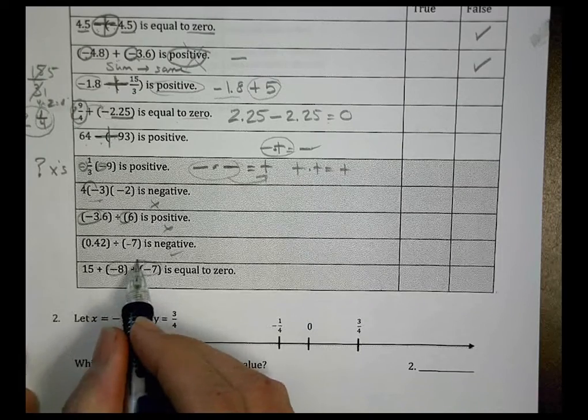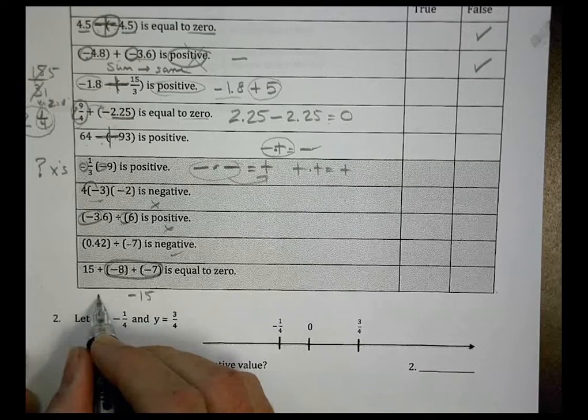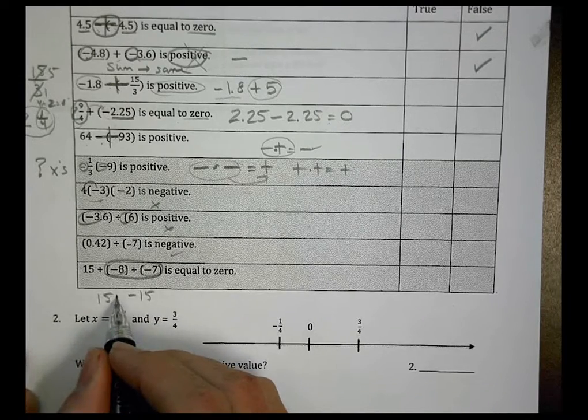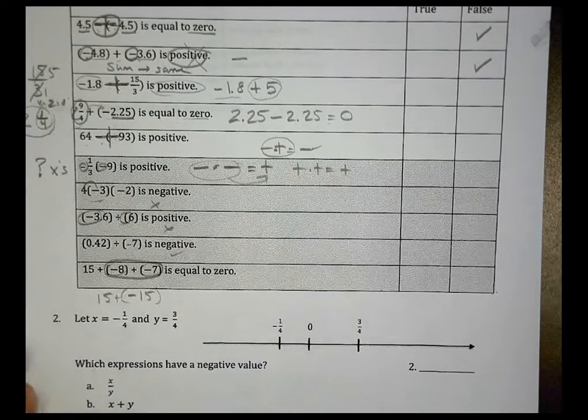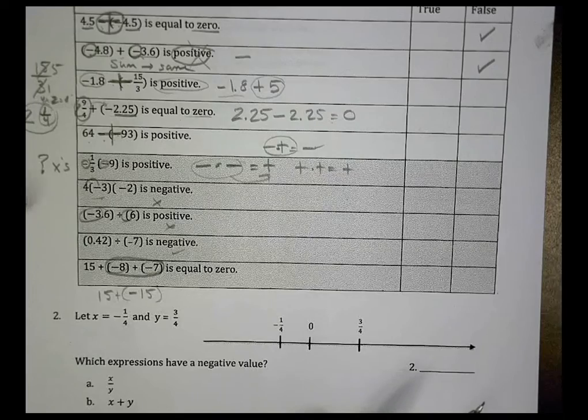And then finally our last one, we have 15 plus a negative 8 and a negative 7. Well, negative 8 and negative 7 combine with the same sign to make a negative 15. So really you have 15 plus a minus 15. Does that equal 0? Yes, in most universes it tends to equal 0. And that's it for that first long, crazy question.